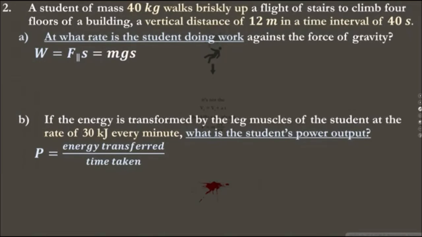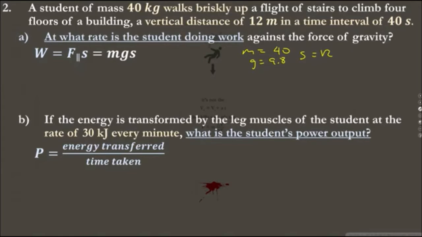Okay, question 2. A student of mass 40 kg walks briskly up a flight of stairs to climb 4 floors of a building, a vertical distance of 12 meters, in a time interval of 40 seconds. What's the rate the student is doing the work against gravity? Okay, so we're trying to look at gravity again. We know that m in this case is 40, g is 9.8, and then the total displacement is 12 meters.